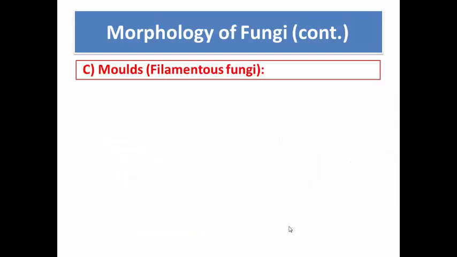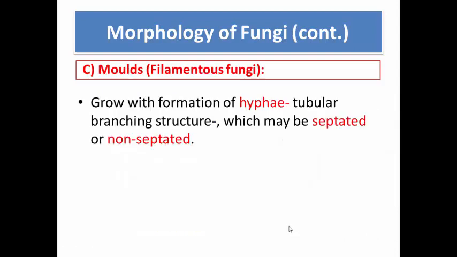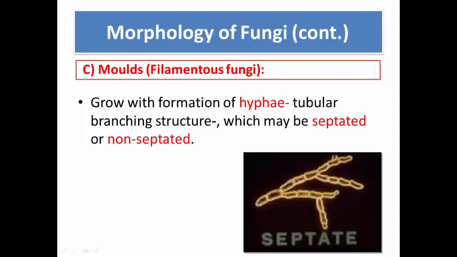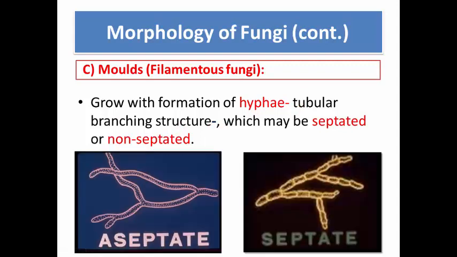The third one is the molds or the filamentous fungi. It grows with the formation of true hyphae. The hyphae is a tubular branching structure which may be septated or non-septated. Septated is like a sugar cane, similar to the shape of the sugar cane, with several nodes like this, septums. While aseptate or non-septated is continuous without any septa.